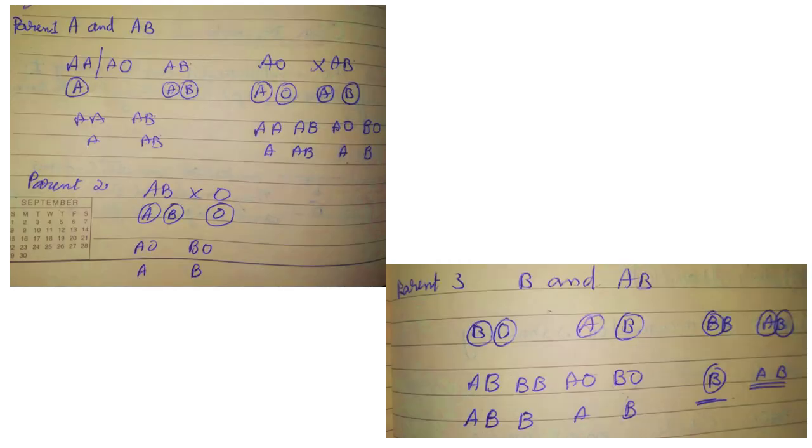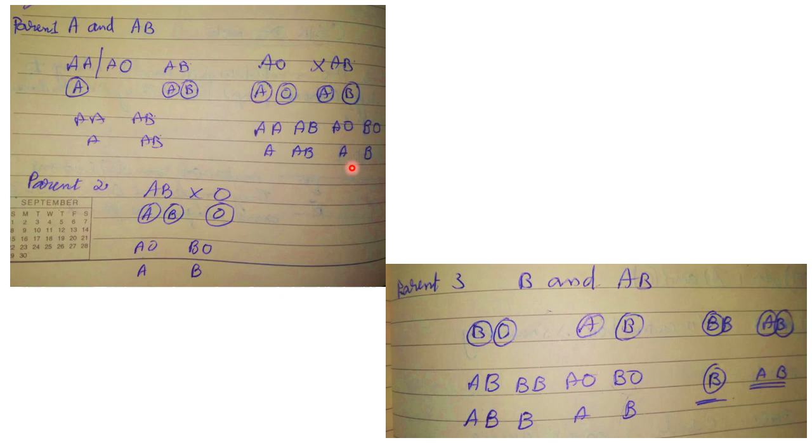Okay, now parent set 1, A and AB. So they can have either AA or AO genotype, and AB will have AB only. So here, if you take A genotype crossed with AB, you will get A and AB blood groups. If you use AO and cross it with AB, then you will get A, AB, AB.